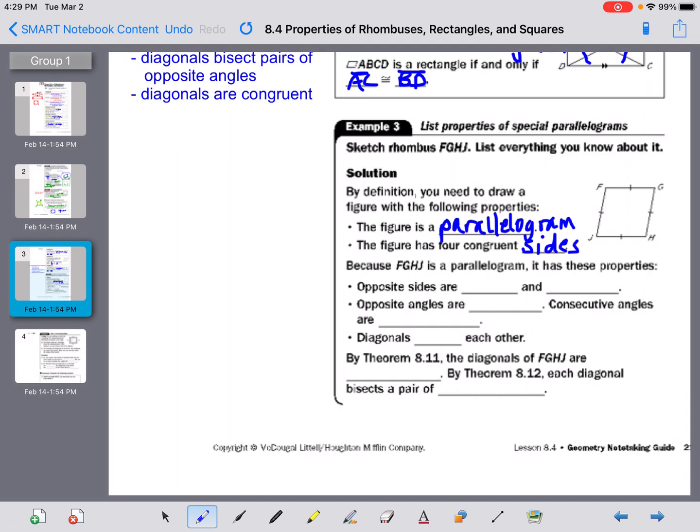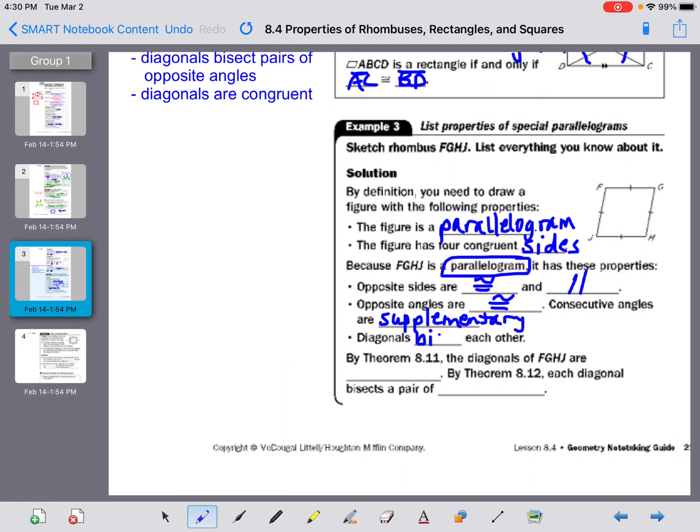The minute we see parallelogram, I'm going to remind you over and over, there's 5 things that have to be true. One thing is opposite sides are congruent. That's 1. And opposite sides are parallel. That's 2. Opposite angles have to be congruent. That's 3. Consecutive angles have to be supplementary. That's 4.